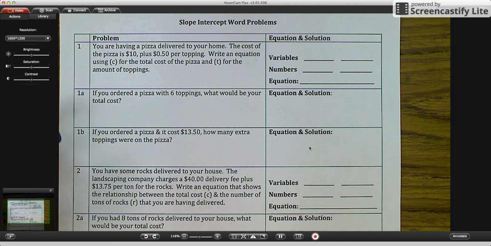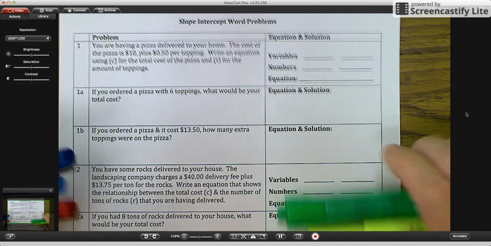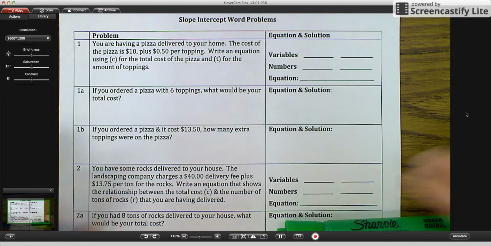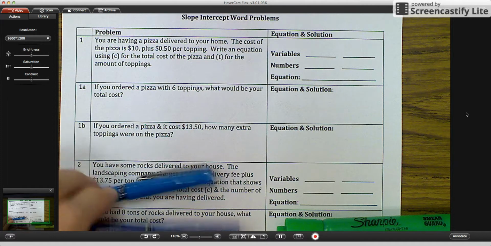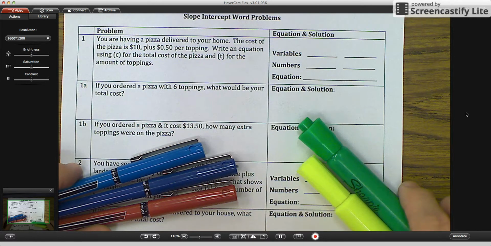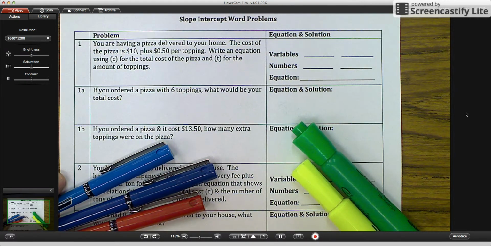Okay, we're moving into solving word problems. And since we've been using the slope-intercept formula, graphing lines, we're going to do word problems that involve the slope-intercept formula. There are many that do, and we're going to go through and see the nuts and bolts. I have a lot of different colored pens here. I've got two different colored highlighters, and you're going to see why I'm doing that.